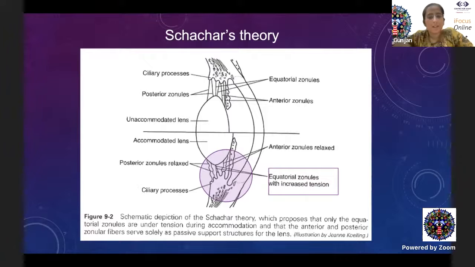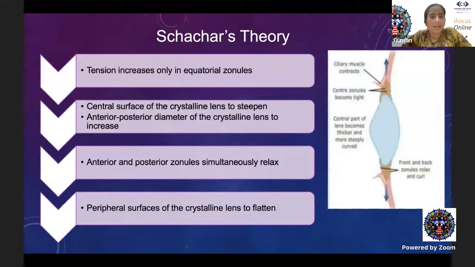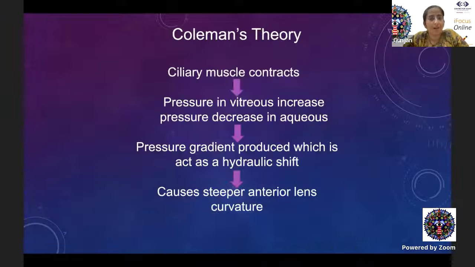And it is because of this division of forces that the lens is getting steeper in the central portion, and the anterior posterior diameter of the lens is increasing. Then Coleman's theory says that the ciliary muscles contract, and because of that, the pressure in the vitreous increases and aqueous decreases, as a result of which a gradient is created, and that acts as a hydraulic shift, and that hydraulic shift causes the steepening of the anterior lens curvature.